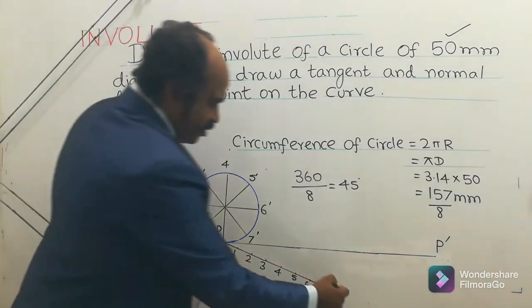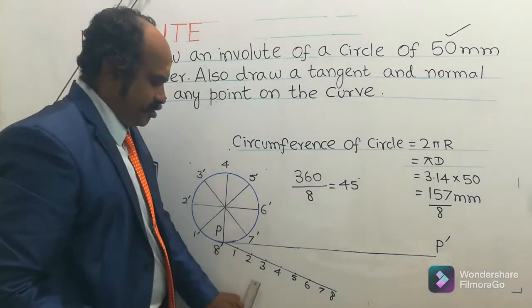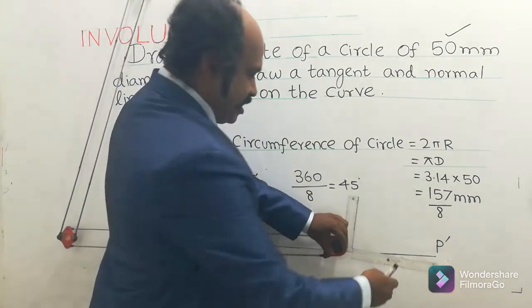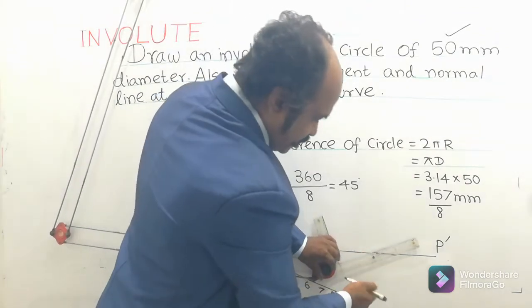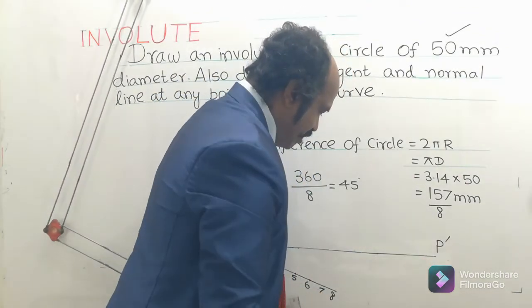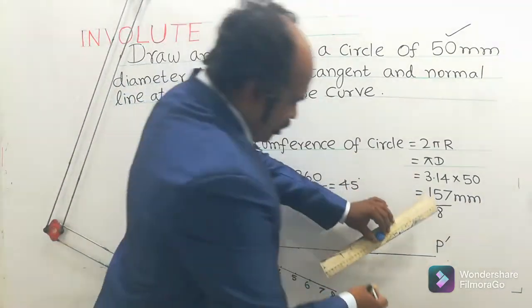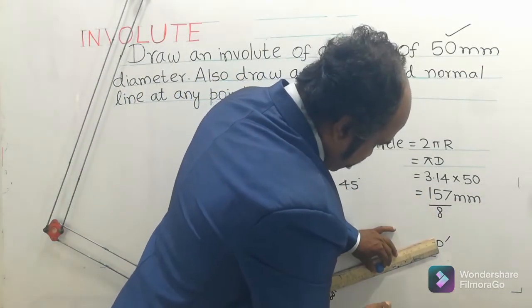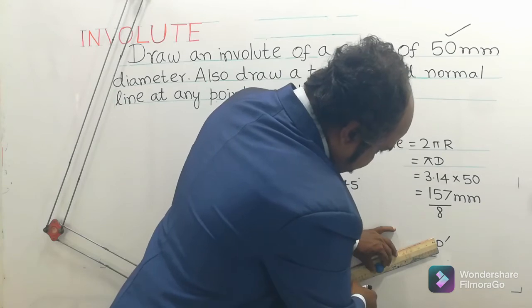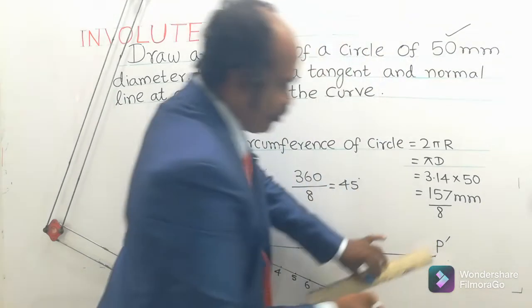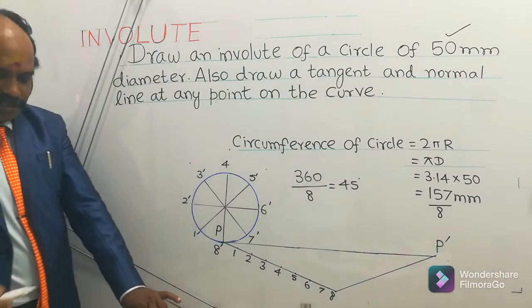Now join 8 and this P dash using the longer scale of a drafter. Release the scale and just join 8 and P dash. Here the scale is not long enough since I draw it on the marker board; you can also join with an ordinary freehand scale. Join 8 and P dash with an HB pencil; these are construction lines only.